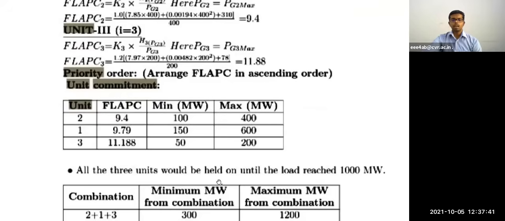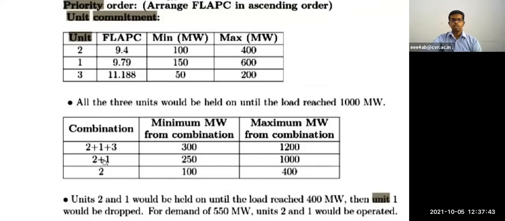units 2 and 1 are held on until the load reaches 400 megawatt. Then unit 1 would be dropped, so unit 2 alone.